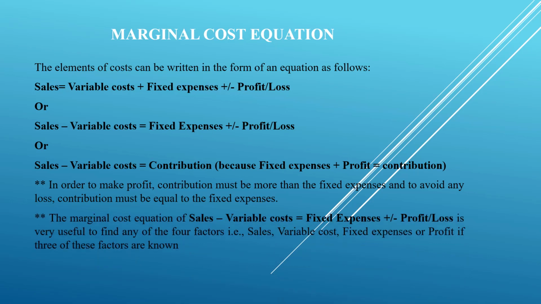The marginal cost equation is helpful to find out any of four factors. What are the four factors you can see under the marginal cost equation? That is sales, variable cost, fixed expenses, and profit. If any three values are given, suppose sales value, variable cost, and fixed expenses are given to you, then with the help of these three values you can easily find out the profit or loss. In the same way, if variable cost, fixed expenses, and profit amount are given, then sales can easily be found out.